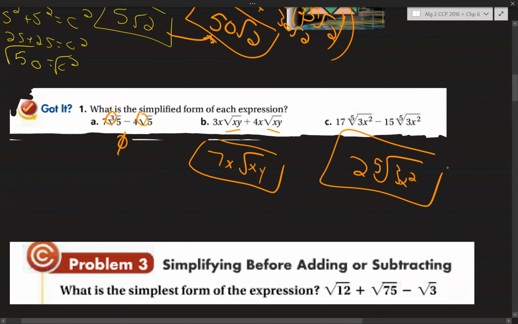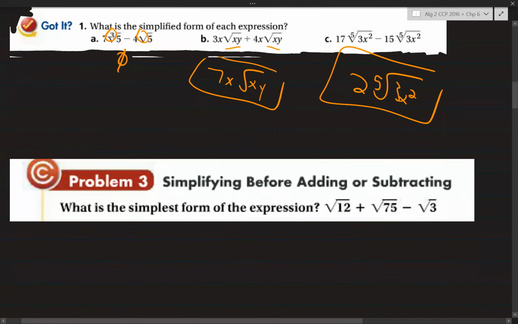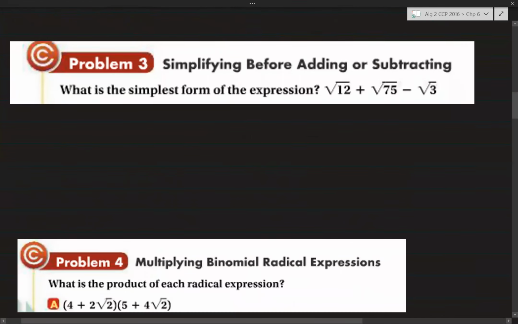So all in all, it's just like terms, but we have a lot of stuff going on to make sure they match. And then, oh my, we're going to give you some things that you would say, oh, I can't do that. It's simplified. Well, it's not simplified because these individual terms are not completely simplified.